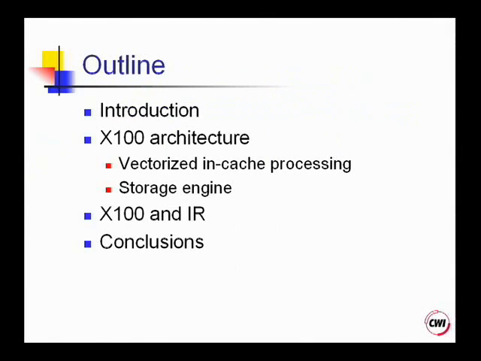Okay, so let me give an outline of the talk. I will start with a short introduction on what we're going to do, what is IR on top of a relational database system. Then I'll explain the basic architecture of MonetDB X100, which is our experimental database kernel that we develop, and mainly the two key characteristics, which are vectorized in-cache processing and the storage engine. This will mainly be about compression. And I will end with some experiments on the TeraByte TREC on top of X100 database kernel.